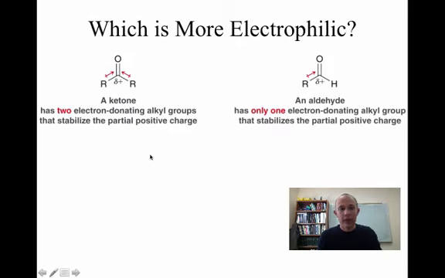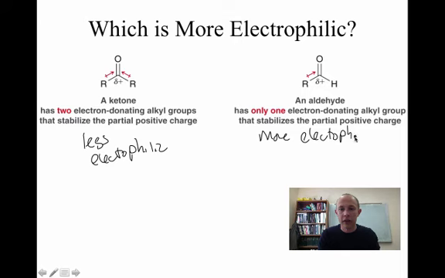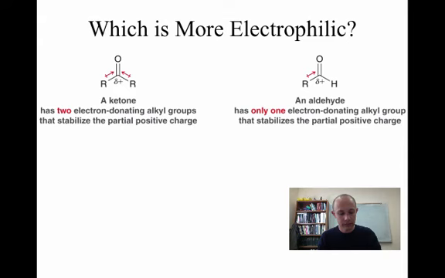Okay. So if we think about electrophilicity, what's going to make a ketone more electrophilic is fewer electron donating groups, right? A ketone has 2 R groups which can both stabilize a positive charge, right? So ketones are less electrophilic. Aldehydes are more electrophilic because there's only 1 electron donating group. If you put electron withdrawing groups, you're going to make it even more electrophilic. So ketones, less electrophilic, aldehydes, more electrophilic, and that just has to do with the number of electron donating groups that are attached to that carbonyl carbon.